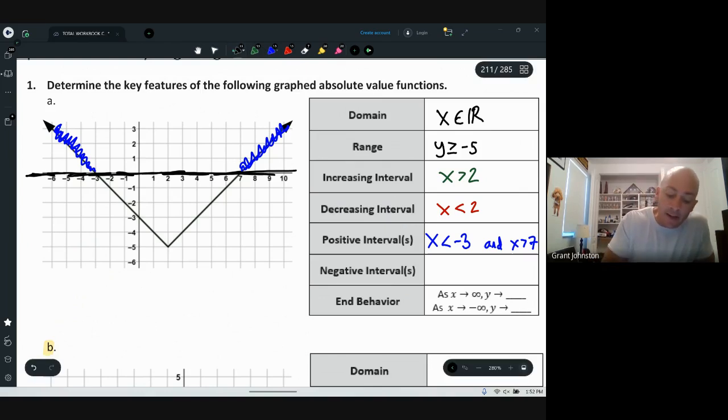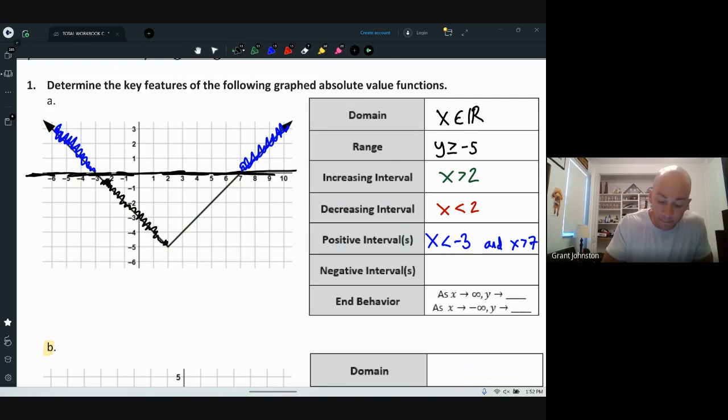The times it's negative is this whole time, between -3 and 7. So I would say it's when x is greater than -3 but less than 7.